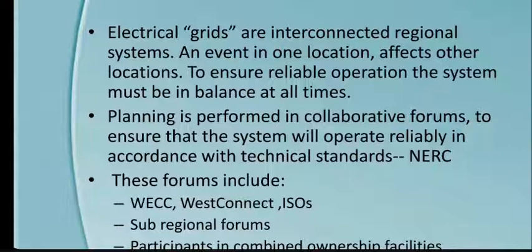Grids are interconnected regional systems. That is probably a good definition. An event in one location, that means in one power system, can affect other power systems because they are all on the same grid. Balancing is an act that we always strive for. No overloading, no non-uniform overloading. If overloading is there, it better be distributed. More demand in one part of the grid can be met from supply from other parts of the grid. The balancing act all the time.